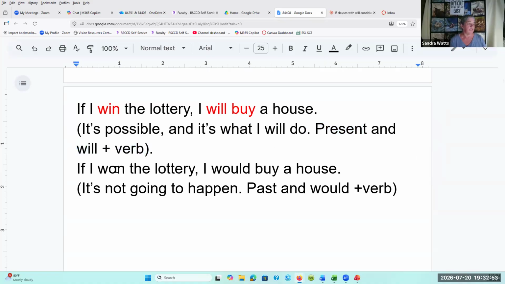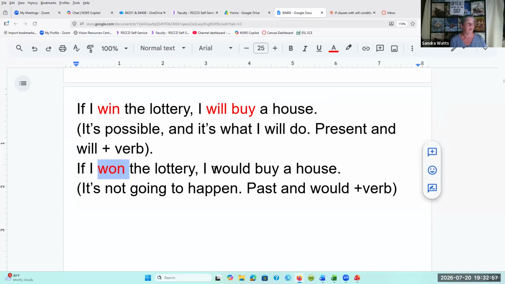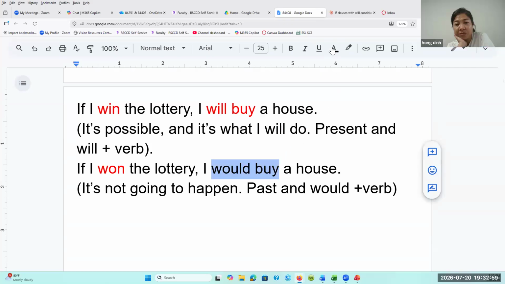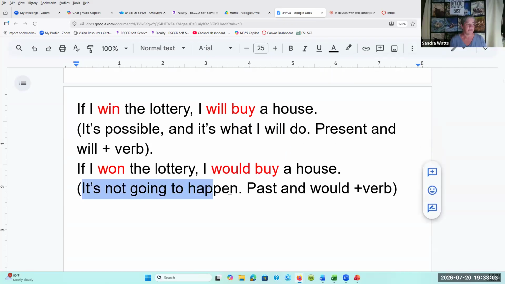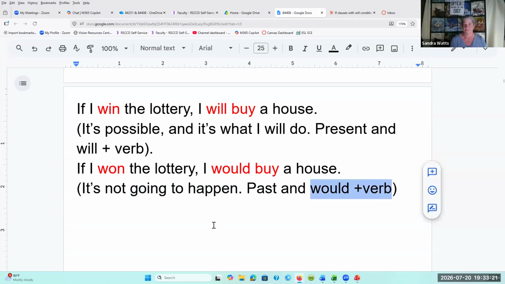Okay. What we're doing today, if I won, I would buy. I am thinking this is not going to happen. I'm not going to win the lottery. In my head, I'm thinking, no, that's just not possible. I'm never going to win the lottery. Okay. But if I won the lottery, this is what I would do. So this uses past and then the would plus verb.